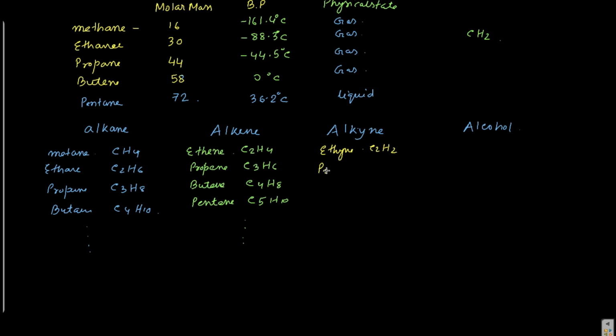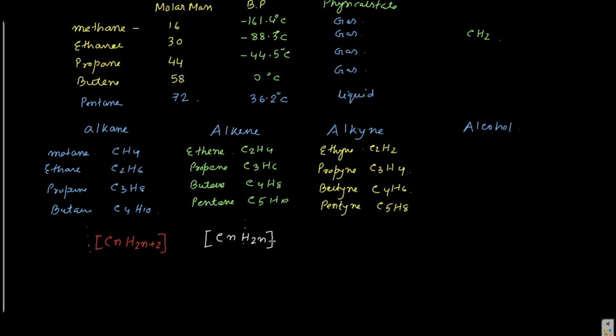Now if you consider the alkyne, there is ethyne, C2H2, propyne, C3H4, then butyne, C4H6, then pentyne, C5H8. So the general formula of the alkane group is CnH2n plus 2. The general formula of the alkene is CnH2n. The general formula of the alkyne is CnH2n minus 2. And what about alcohol?